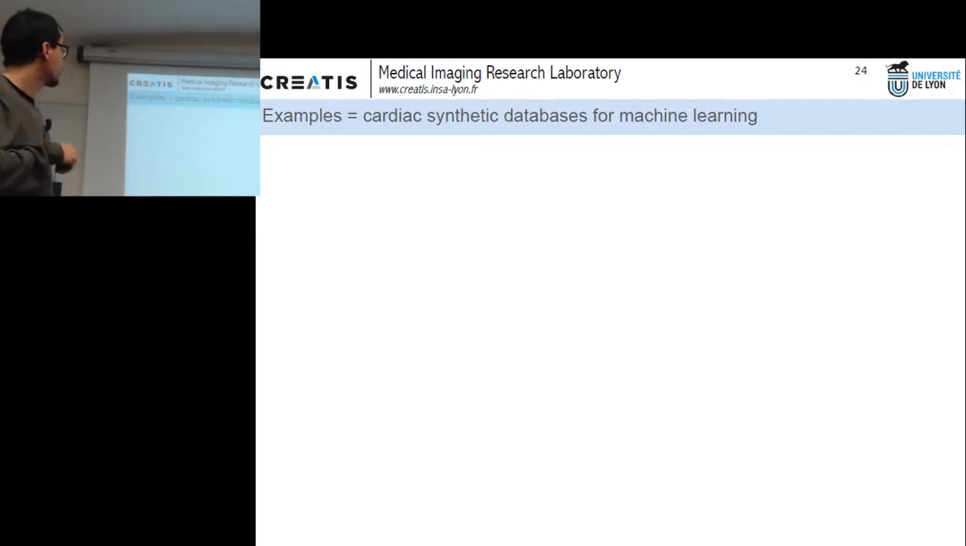Then I'll go through some examples from the previous group I was working with. I really looked on the internet to find examples of cardiac synthetic databases that were used for machine learning, but you may help me if I missed some examples. I apologize that these examples are from my previous group, and I didn't really find so many other examples.